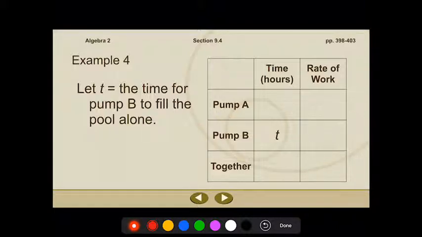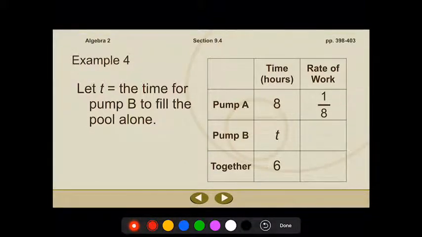If you're looking on page 400, or you remember from the previous slide, it said that pump A could complete it in 8 hours. Working together, they could fill the pool in 6 hours. That means the rate, and we always have to set this equation up with the rate of work. Remember, it's always number of jobs divided by time. So they could complete one pool in 8 hours.